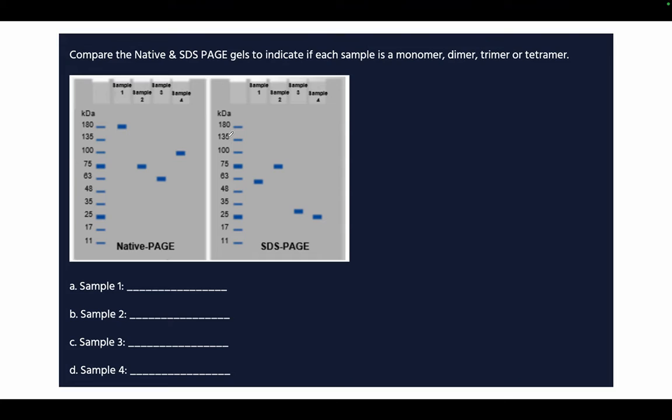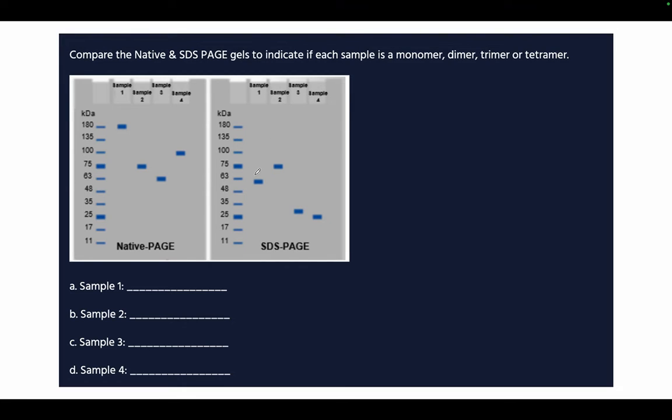We can go through this example of comparing a native and SDS PAGE gel to see the nature of our protein. So sample 1, 2, 3, 4. Again, we have run the same samples 1, 2, 3, 4 on a native PAGE and SDS PAGE. Remember, in SDS PAGE the protein would be completely denatured. In the native PAGE, the original subunit association will be retained.